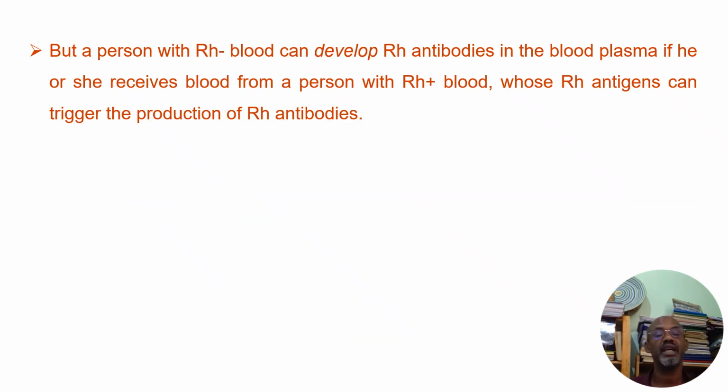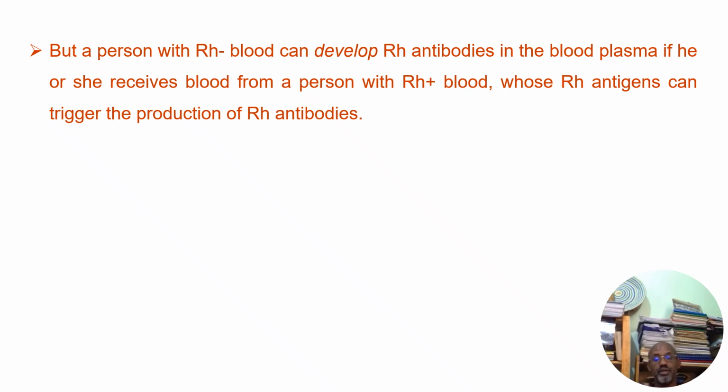But a person with Rh minus blood can develop Rh antibodies in the blood plasma if he or she receives blood from a person with Rh plus blood. Those Rh antigens can trigger the production of Rh antibodies, and agglutination is there. Therefore, you don't give Rh plus blood to Rh minus individuals.